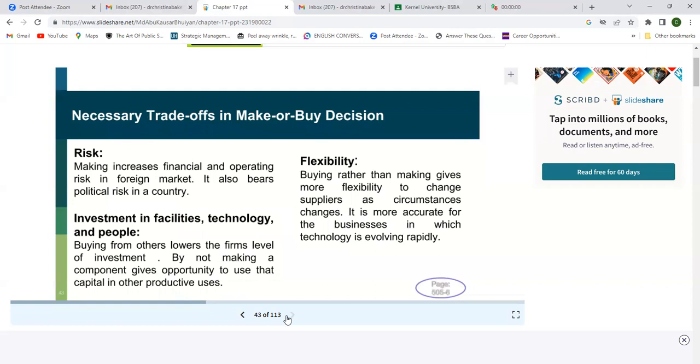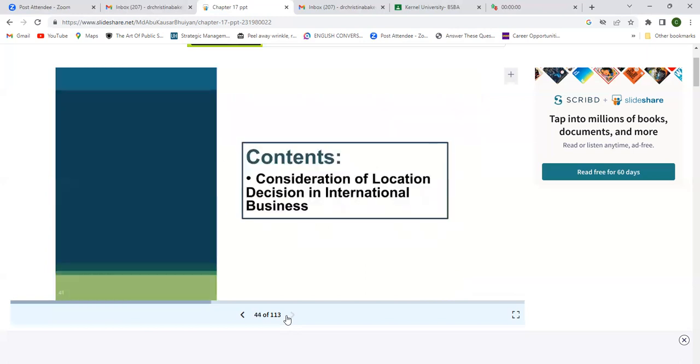Risk: making increases financial and operating risk in a foreign market. It also bears political risk in the country. Investment in facilities, technology, and people: buying from others lowers the level of investment, and by not making a component, the firm has the opportunity to use that capital in other productive uses. Flexibility: buying rather than making gives more flexibility to change suppliers as customer circumstances change. This is accurate for businesses in which technology is rapidly evolving.